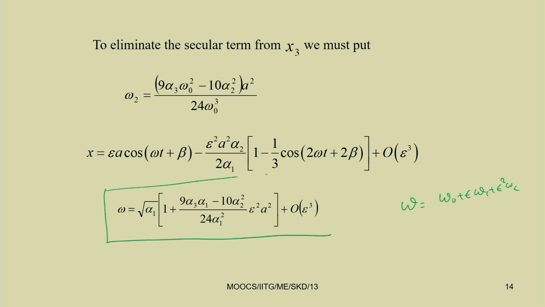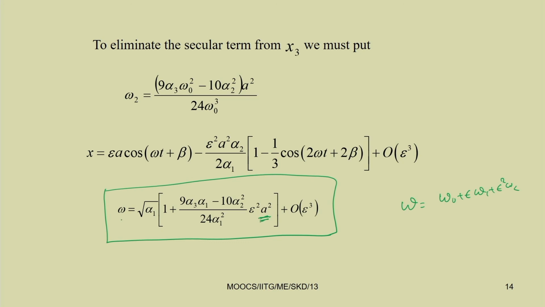Here you can note, or this is an assignment to you, you can plot. You can see this omega is a function of a. Unlike in case of a linear system where omega is not a function of the response amplitude, in case of the nonlinear system the frequency of oscillation, the frequency of the response, depends on the amplitude of the response.